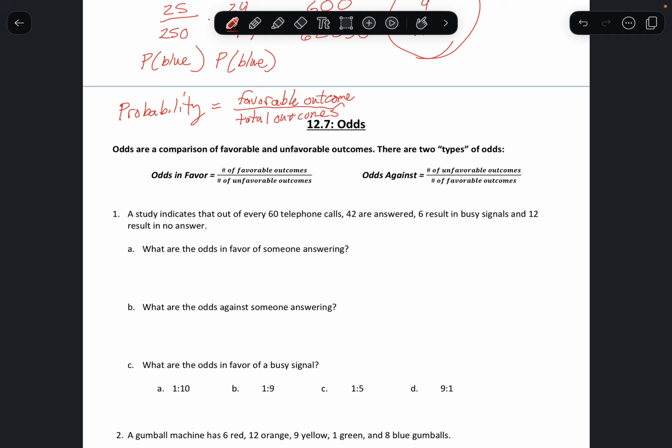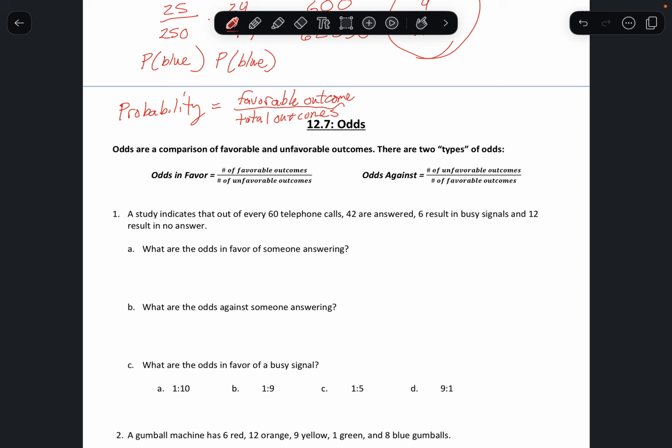Okay, odds are a little bit different. This time, instead of comparing favorable outcomes to total outcomes, we're comparing favorable outcomes to unfavorable outcomes, or in the event that we're talking about odds against, we're comparing unfavorable outcomes to favorable outcomes. So this time we're not comparing it to a total, we're comparing it to the opposite happening.